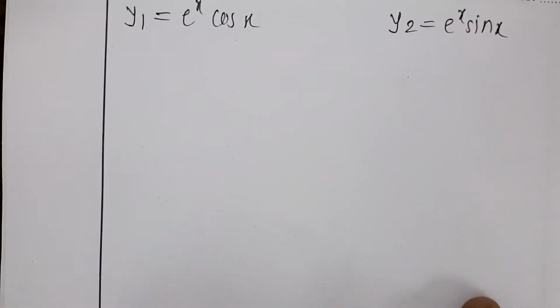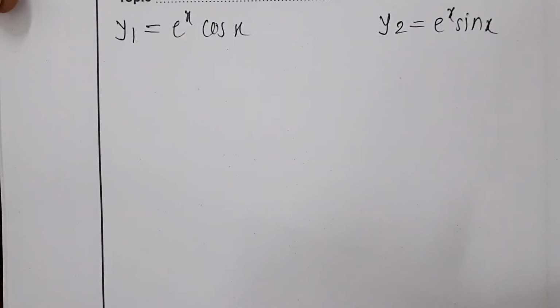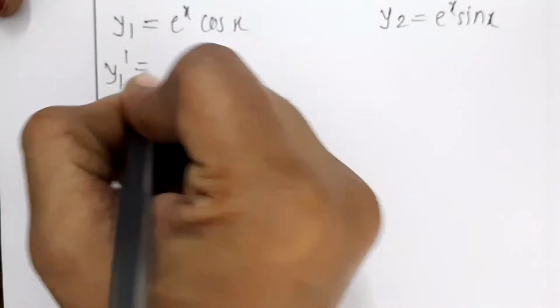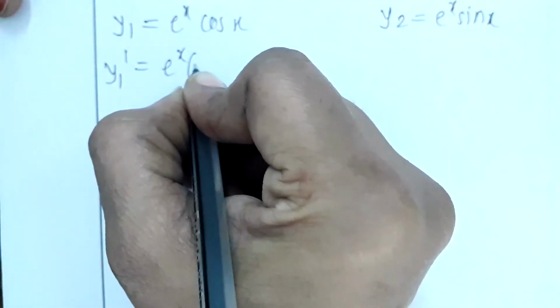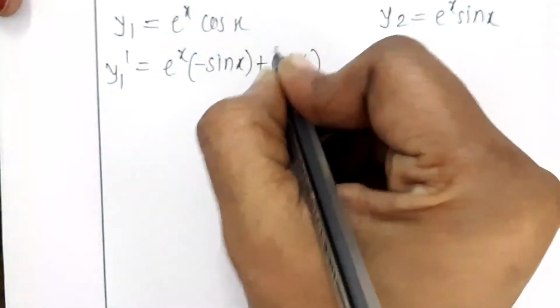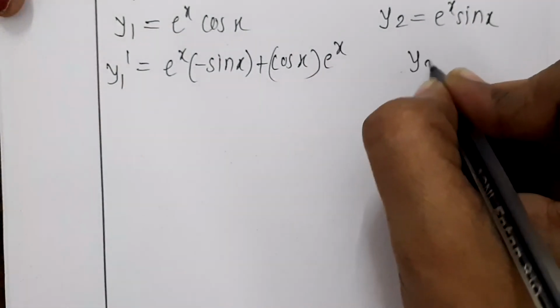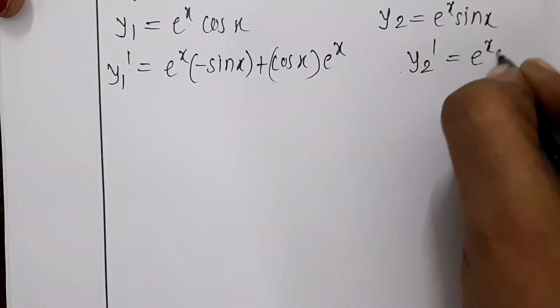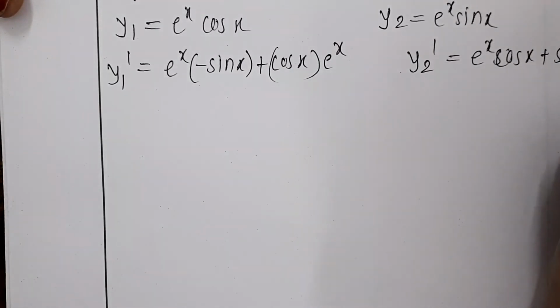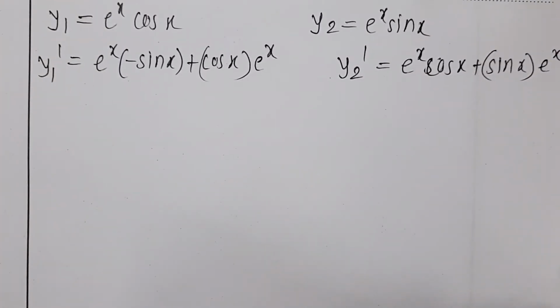Now use y1 and y2 to find out w first. So y1 dash is equal to e to the power x as it is, derivative of cos x is minus sin x, plus cos x as it is multiplied by e to the power x. y2 dash is equal to e to the power x into cos x plus sin x into e to the power x.